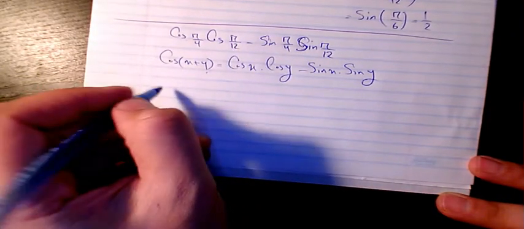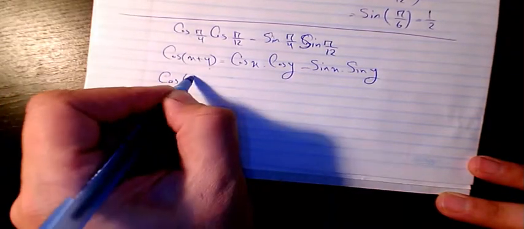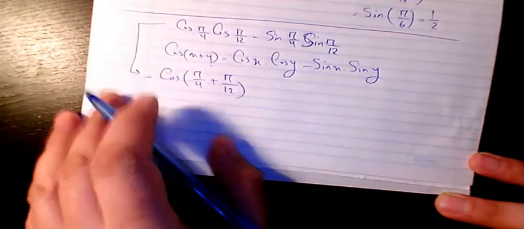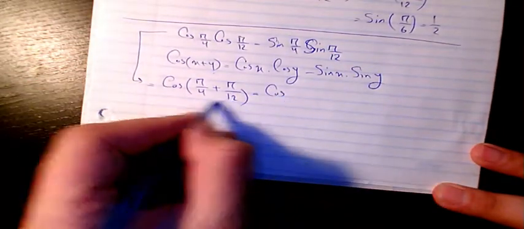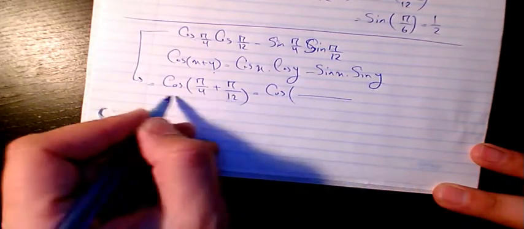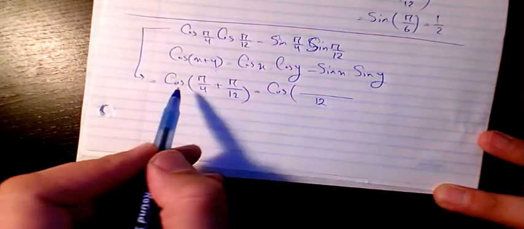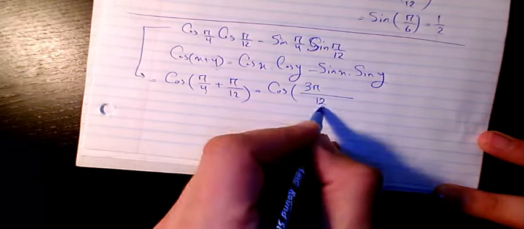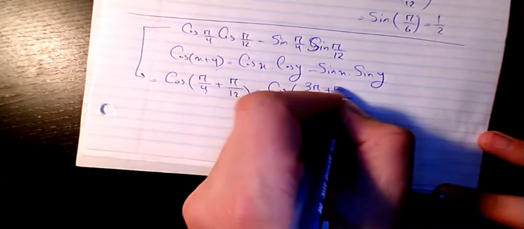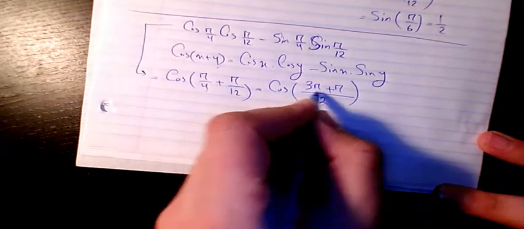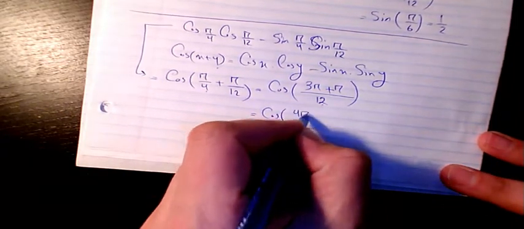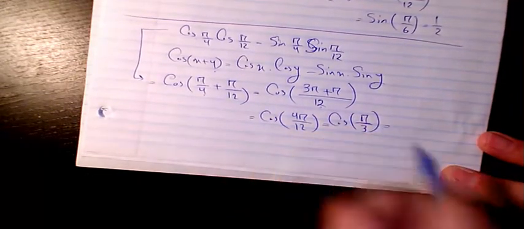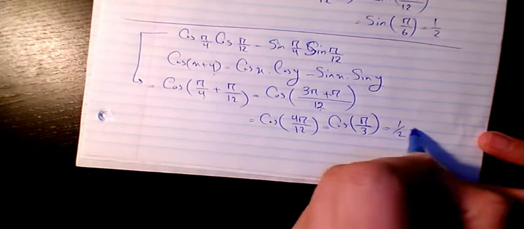So this is going to be equal to cosine of pi over 4 plus pi over 12. That's exactly what we have over here. So now I need to add these two together. The denominators are different, so I need to use a common denominator. Pi over 4, here we have 12, it's going to be 3 pi over 12, which is the same as pi over 4. So 3 pi plus pi is going to be 4 pi divided by 12. So it's going to be cosine of pi over 3, which will be equal to 1 over 2, or 0.5.